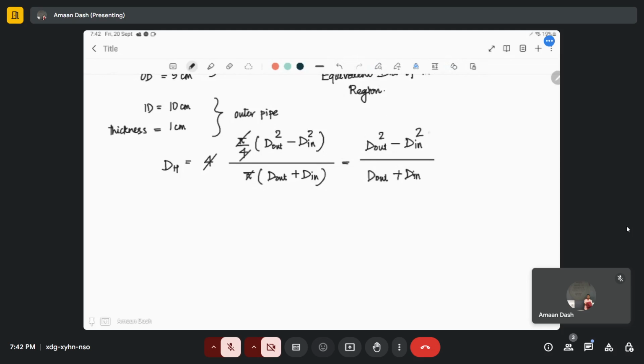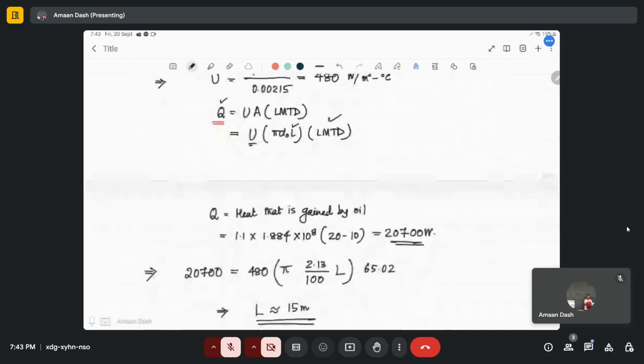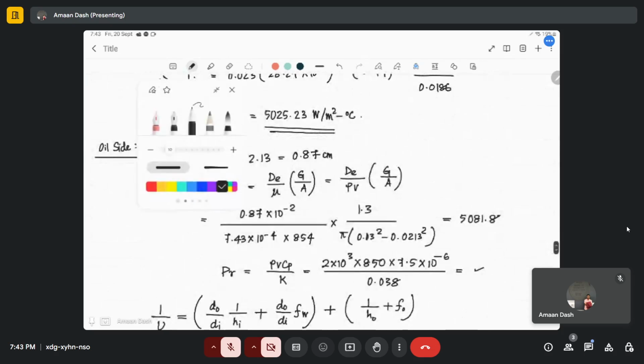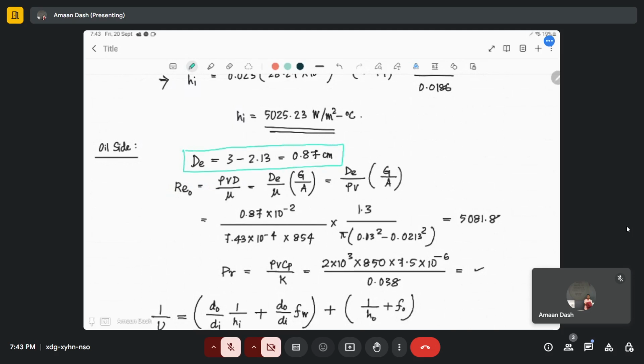And you can replace this with the a square minus b square formula, that is d out minus d in times d out plus d in. So the plus part will be cancelled out, and you can directly write that the dh is equal to d out minus d in. So this is what we did here. When we calculated the hydraulic mean diameter, in this case, we did the same thing. This is how we calculated the equivalent diameter for the annular region.